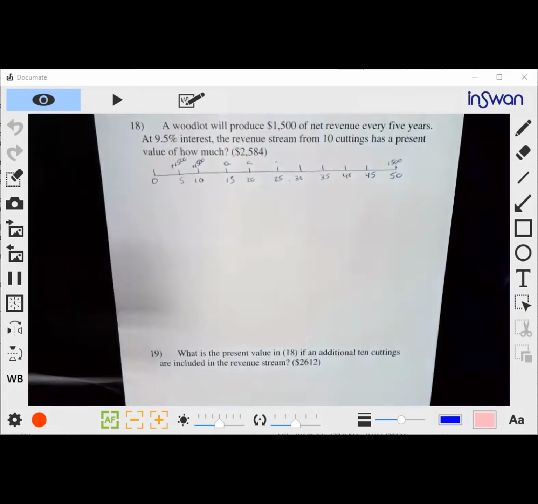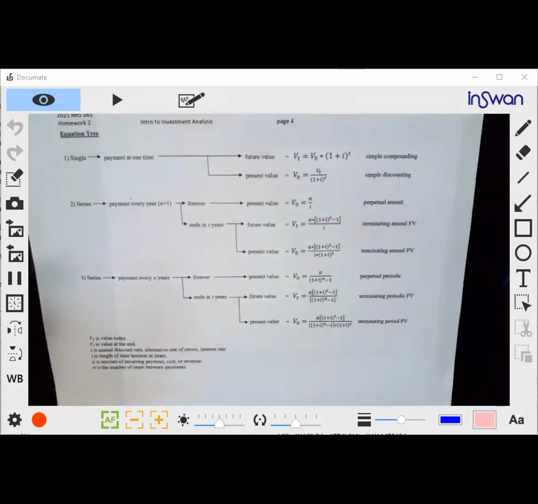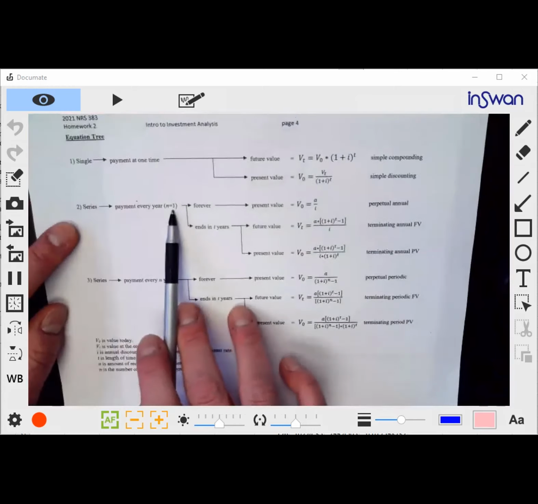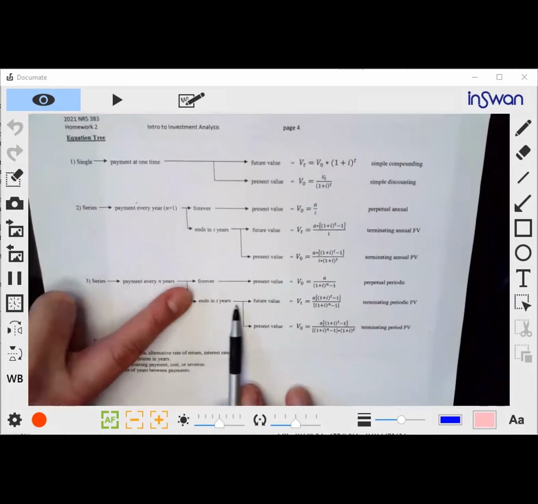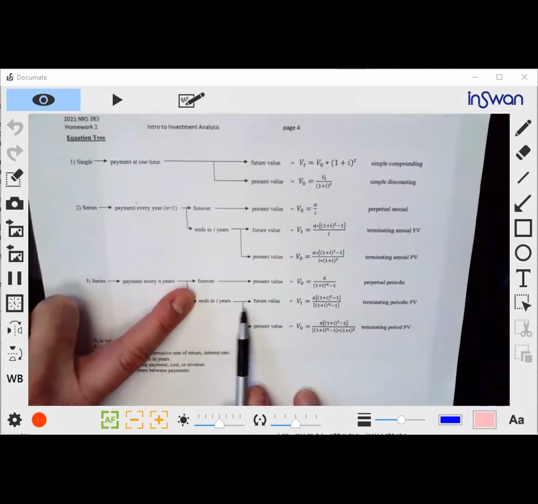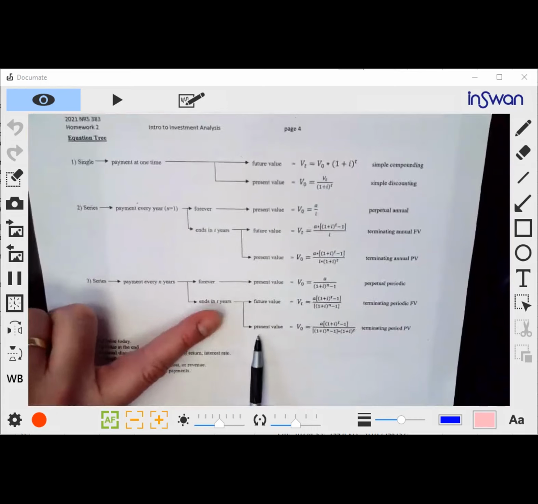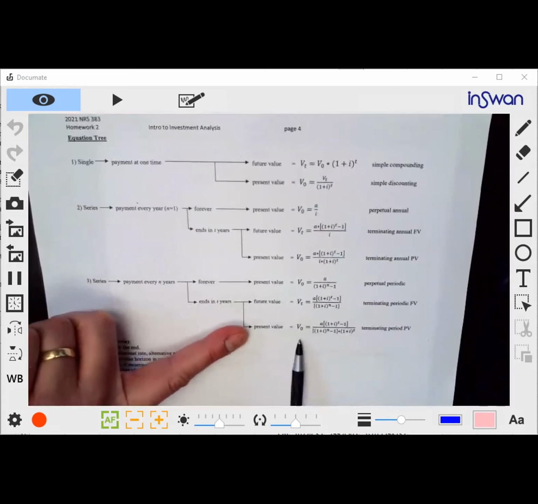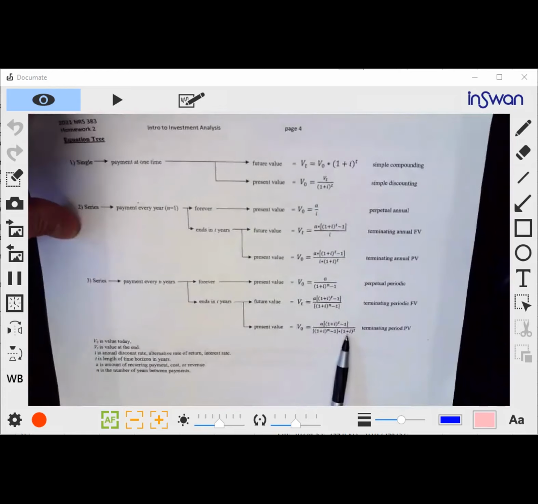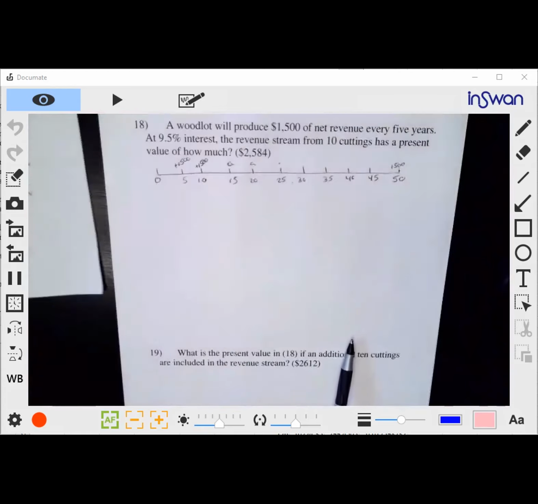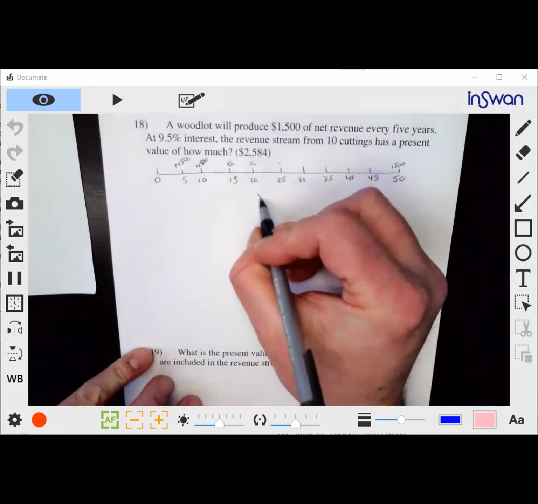So if we look at our sheet, I think we're all getting pretty good at this. It's a series. It's not every year. In this case, it's every 5 years. It does end because we're only going to do 10 of these. We don't want the future, we want the present value. So we're into this little ugly one that we use in our campground stuff. It's the big one.